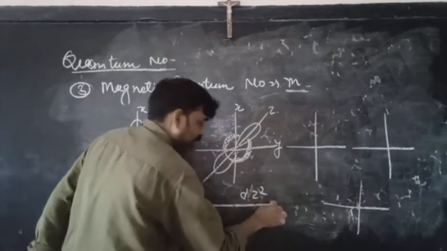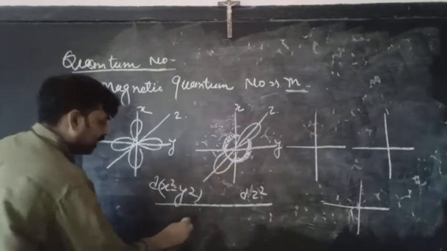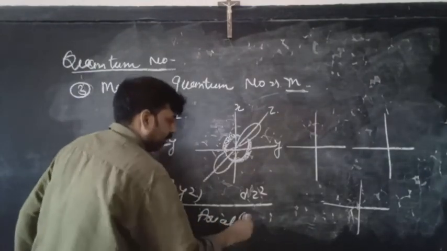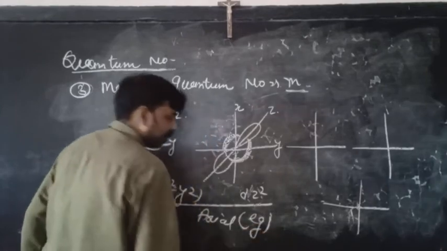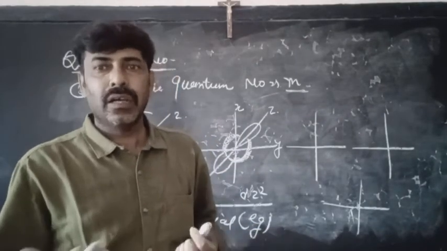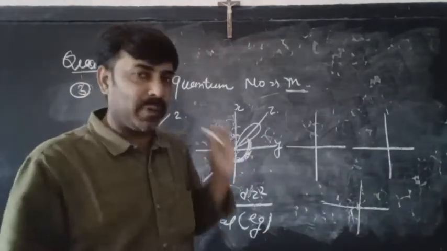These 2 orbitals combinedly are called axial, or according to Mulliken they are also called EG. Axial because they are surviving on the axis, so they are called the axial. Only these 2 are surviving on the axis.